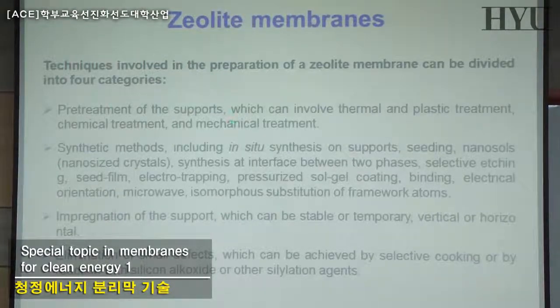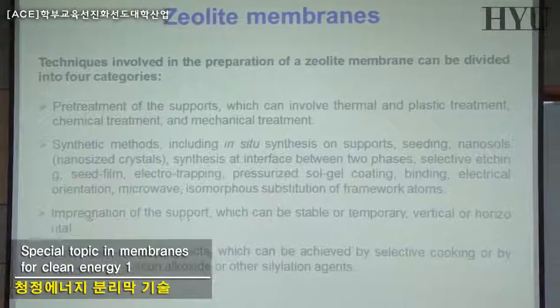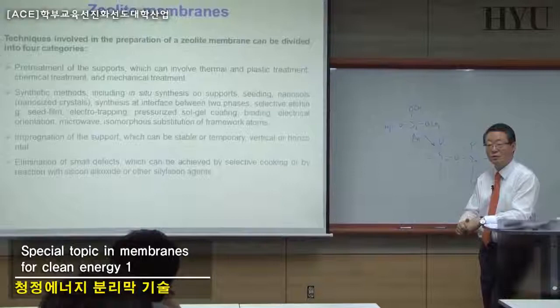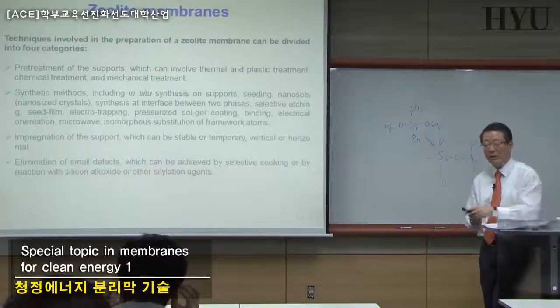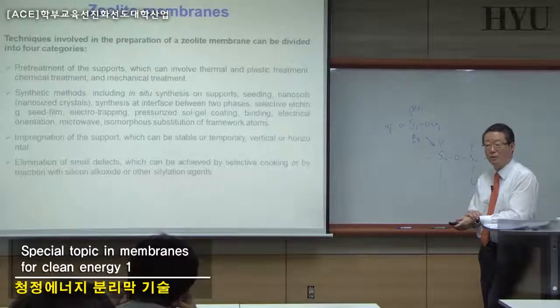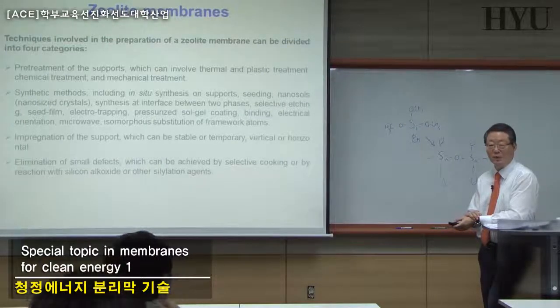So you have to treat the support in the first stage, and then you can make the zeolite structure on top of the support, impregnate them, and eliminate any surface defects or small defects. In other words, you have to polish the surface of the zeolite structure or alumina structure and so on. The alumina that we have prepared before, alpha alumina, was very cheap because it's made of aluminum hydroxide and aluminum oxide.